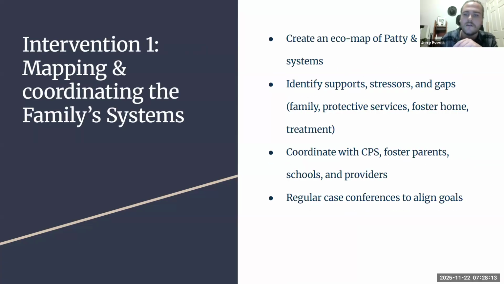Do the first intervention. The social worker could begin with eco-mapping to visualize the systems around Patty, Robert, and Eddie, as well as formal supports like child welfare, foster care, and treatment programs, and informal supports like extended family and community. Then a social worker could coordinate care across those systems, meeting with CPS, the foster parents, possibly school, and possibly substance use or mental health providers.